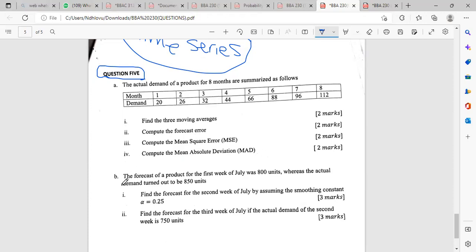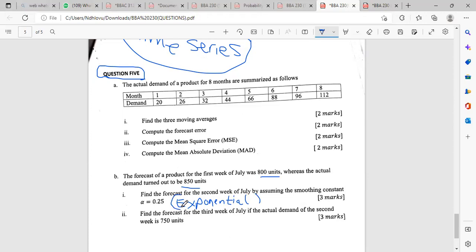And then getting down to B, the forecast of the product for the first week of July was 800, whereas the actual demand turned out to be 850. Forecast for the second week of July by assuming the smoothing constant. So using exponential smoothing. Okay, so this is on exponential forecasting that we are going to use. All right, so this is about how the question came. So we'll be able to get down into details of this problem.